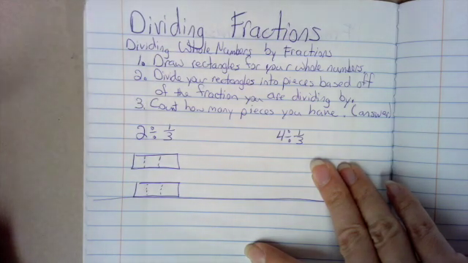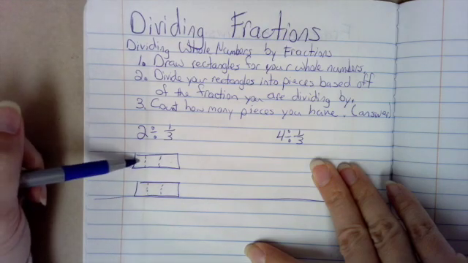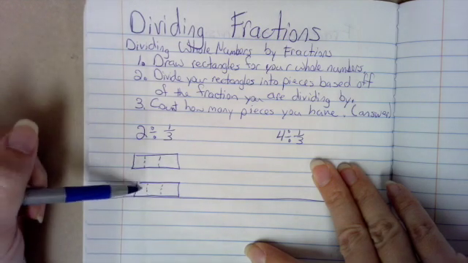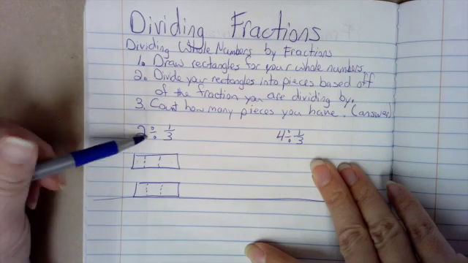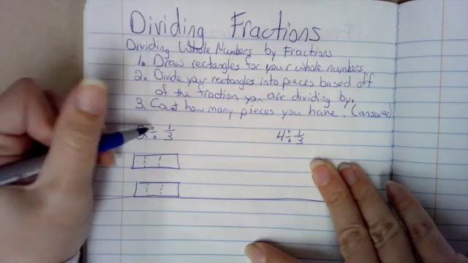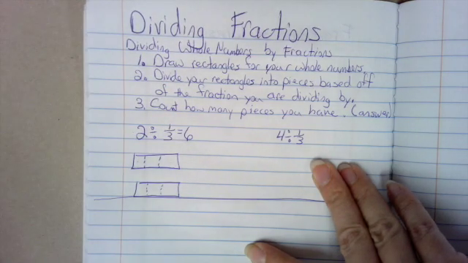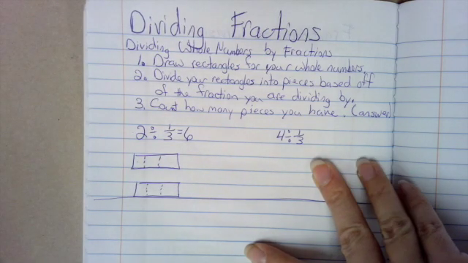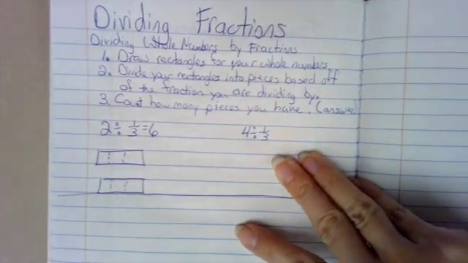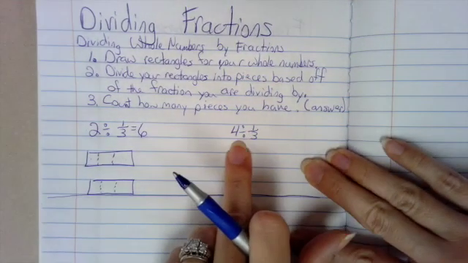Step 3 is count how many pieces you have. So here's 1, 2, 3, 4, 5, 6. 2 divided into thirds is 6. The whole number 6. No fraction. All right. Now, let's do it again.